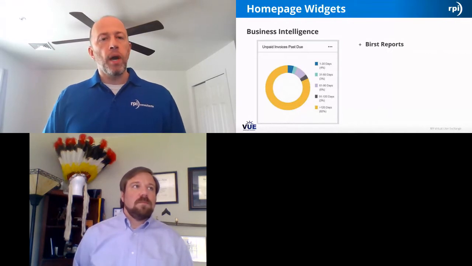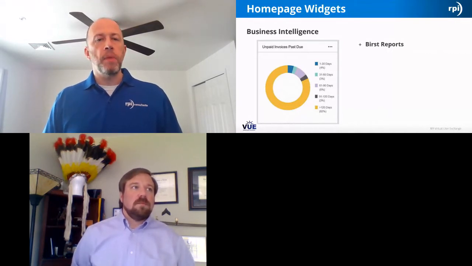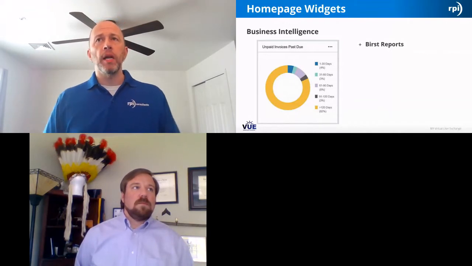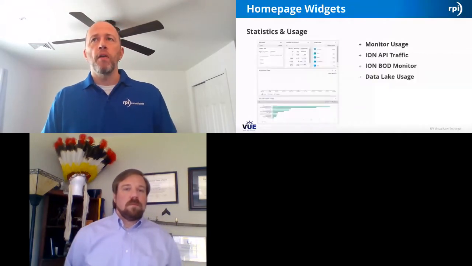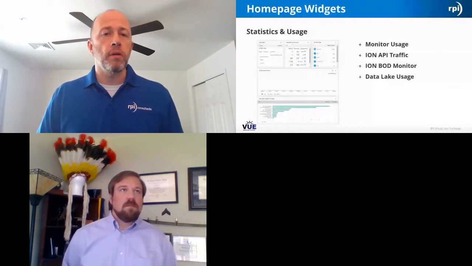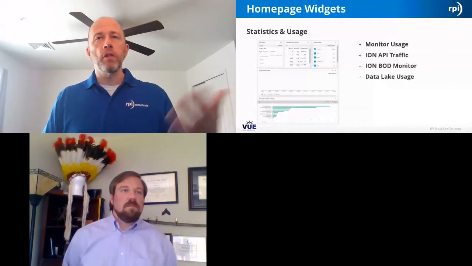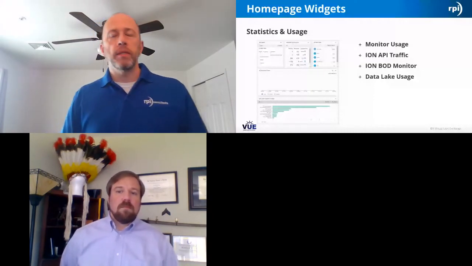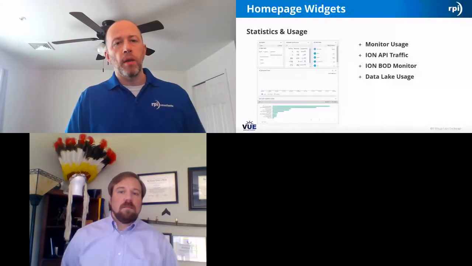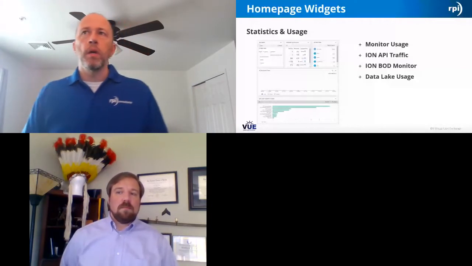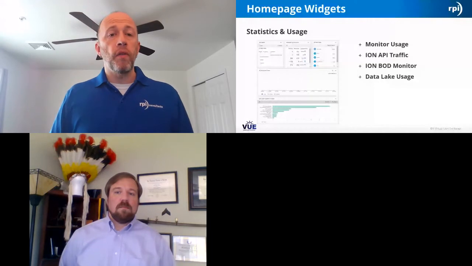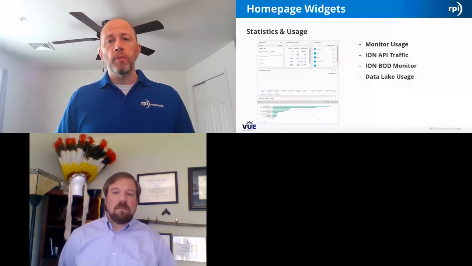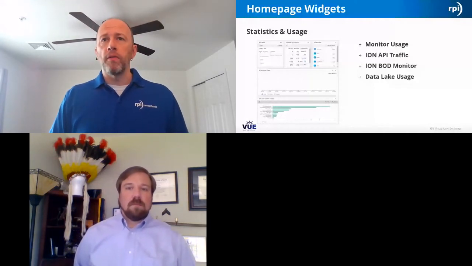If you're using ION bots to send messages back and forth between the applications and the components, you can get an overview of what's happening there. You can see if things are moving the way that they should be, looking for any alerts for tasks, things like that. And then, just in general, monitoring some of that ION API traffic too, making sure that your interfaces are working the way you expect them to. And a lot of information.